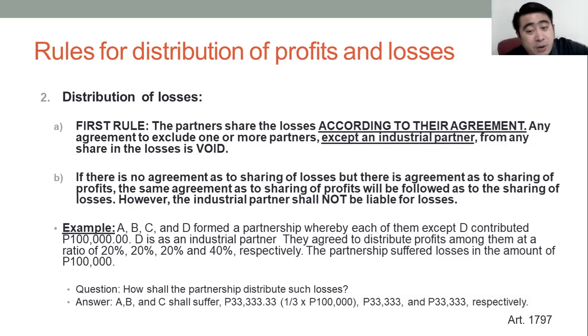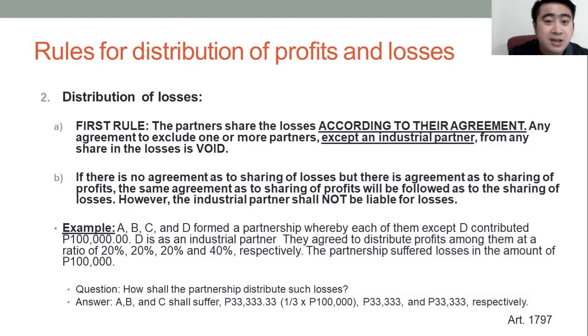Unless of course class, ibang usapan to ha. Iba yung distribution of losses doon sa let's say sinarado na yung partnership business. Tapos may liabilities pa rin sa creditors. Sa ganung usapan, pwede na habulin ang industrial partner doon, with the industrial partner's separate properties. Okay, class? I hope that's clear.